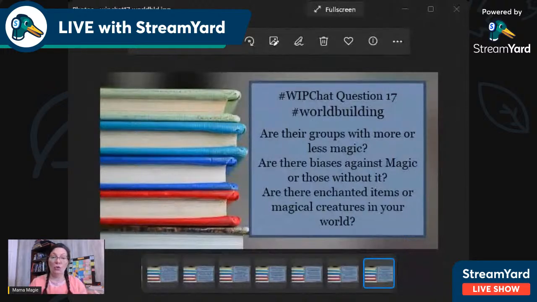And naturally, with biases, it is almost a natural human state to find a reason to have a bias against someone. And if there's not a bias, unfortunately, our media will make up a bias just because they can. They just need the drama. Honestly, they're like a bunch of 16-year-olds. But I could spend a whole session just talking about enchanted items, the levels of creating enchanted items, and magical creatures.